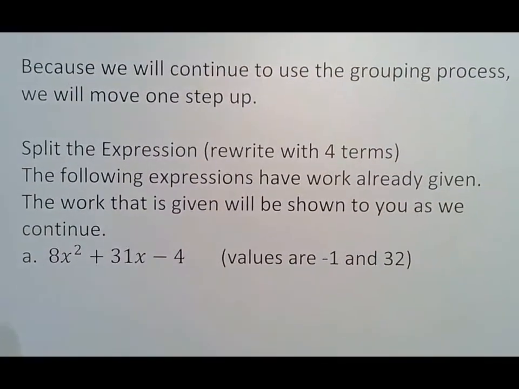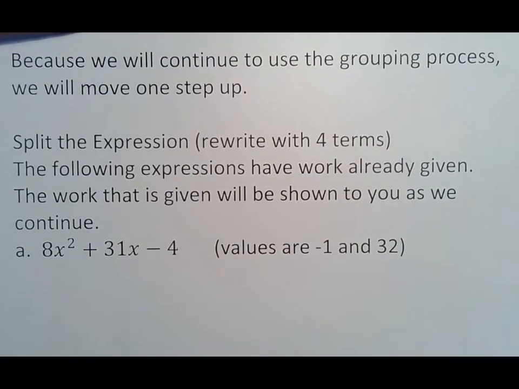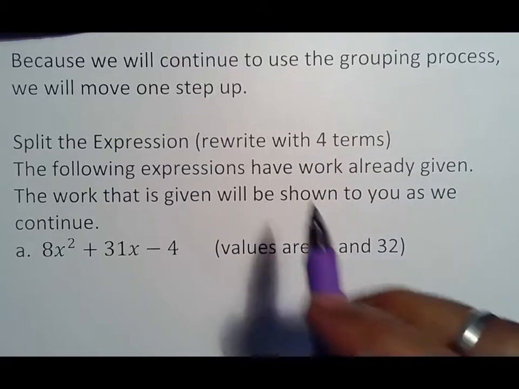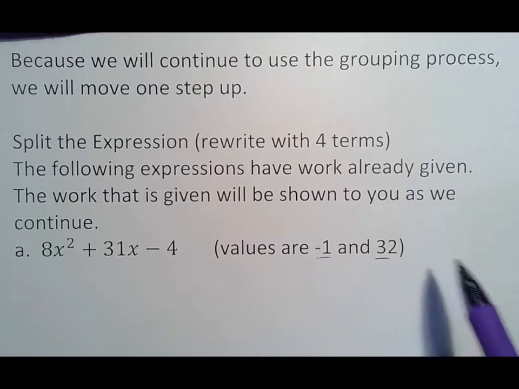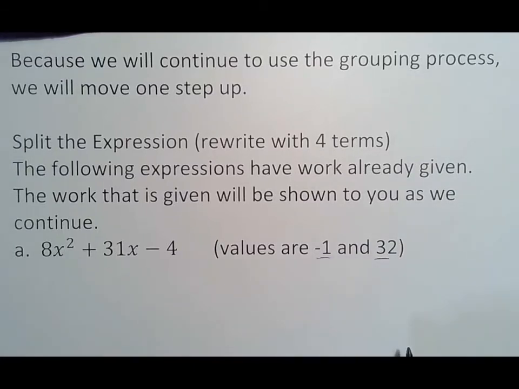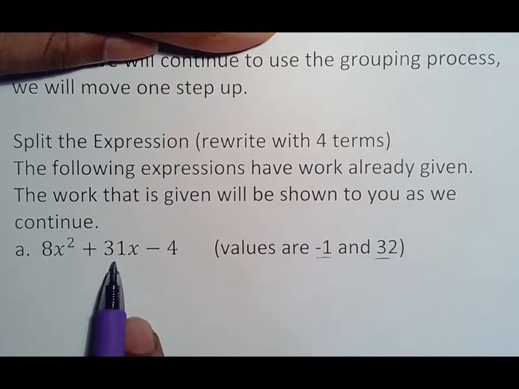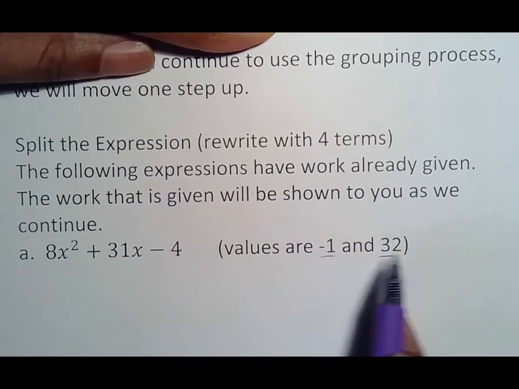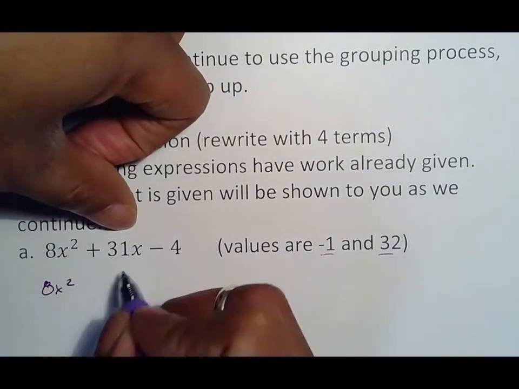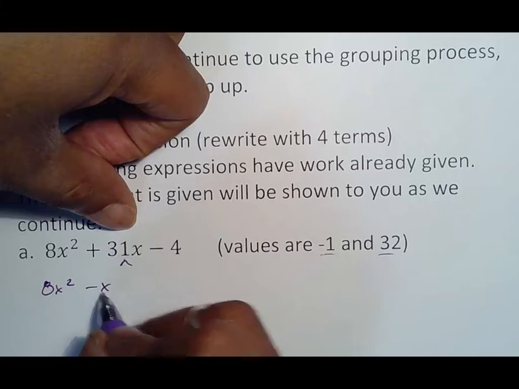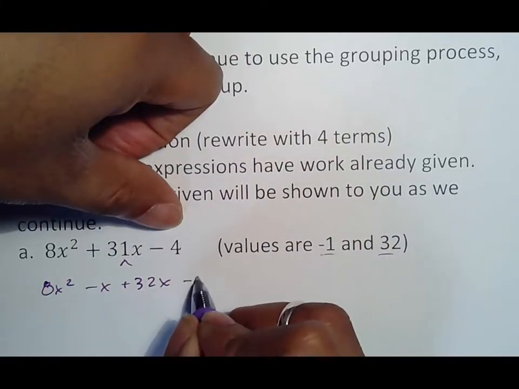Because we'll continue to use the grouping process, we're going to move on up one step, which was to split the expression. So, split the expression just means that before everything goes, you're going to find out two numbers that you can split this into. Notice that negative 1 and positive 32 add to make positive 31. And so what will happen is, once you know these numbers, you will literally take your 8x squared and keep it, and you'll split this into two numbers, which is minus x, because that's your negative 1x, plus 32x, and then keep your minus 4.